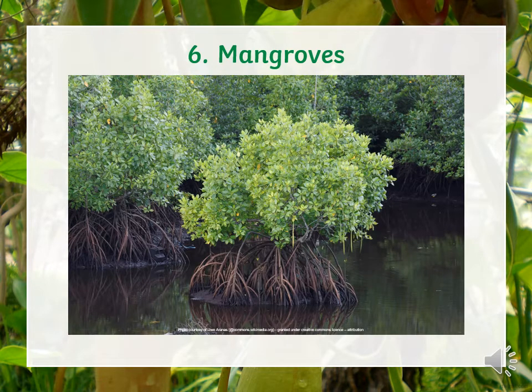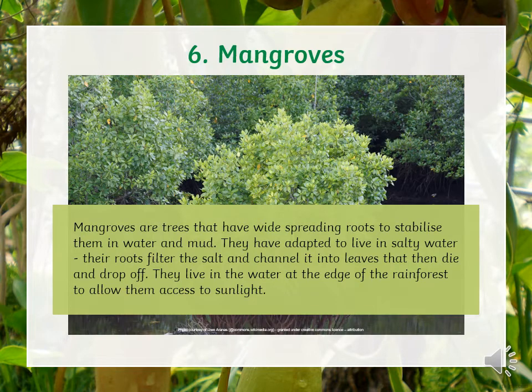Mangroves. Mangroves are found in rainforests, but we do also have mangroves here in the UAE. They are found in places where there's a lot of salty water. Their roots allow them to go in the sand and in the water, in the mud and the water actually. And their roots act like a filter. They take in the water and let the salt remain out. If in case they take in too much salt, the leaves start falling off. They live near the edge of the rainforest and other places to allow them to get sunlight.